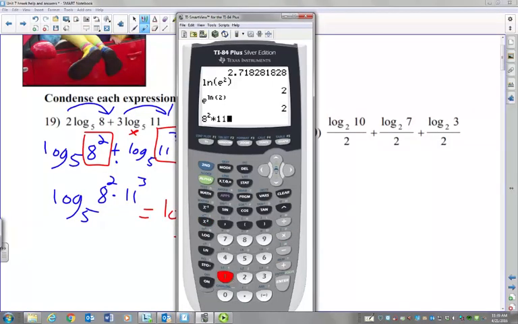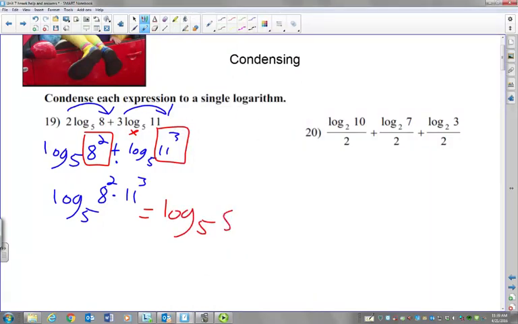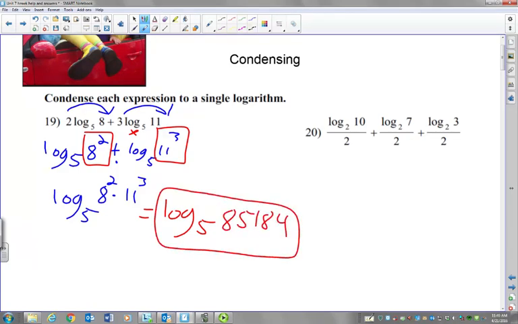Probably get a massive, huge number. Let's see. Yeah, 85184. That's crazy. So 85184. So there's your answer. Log base 5, 85184. Yeah. Or I'd probably even accept that as an answer, but just in case, either put them both down.